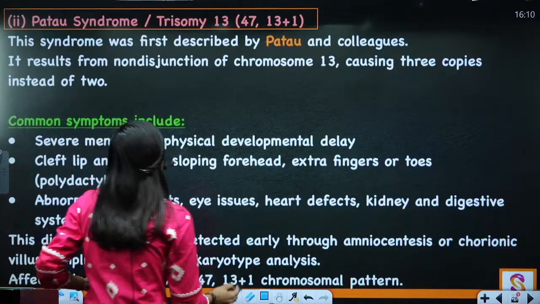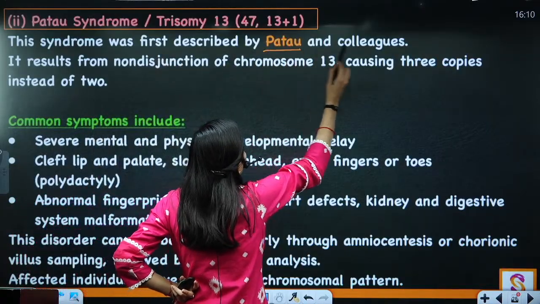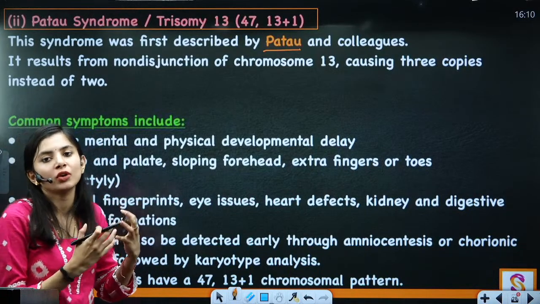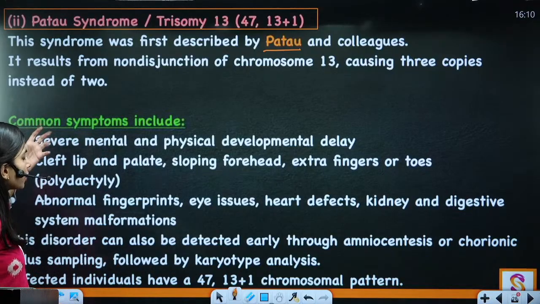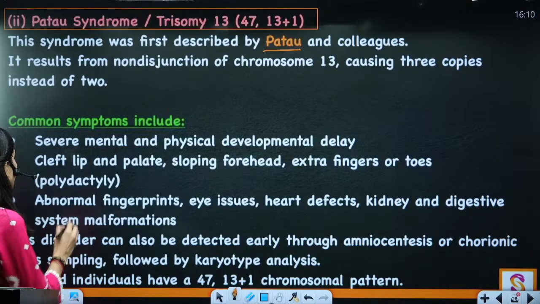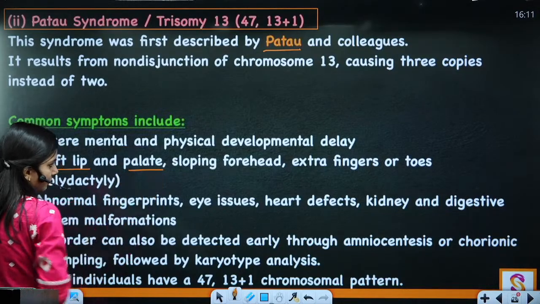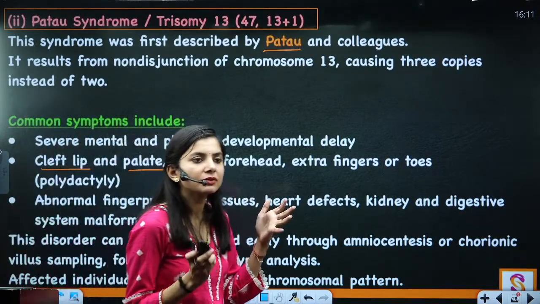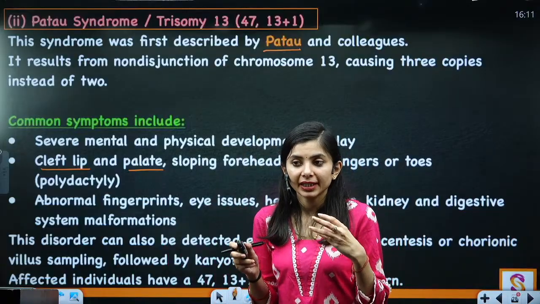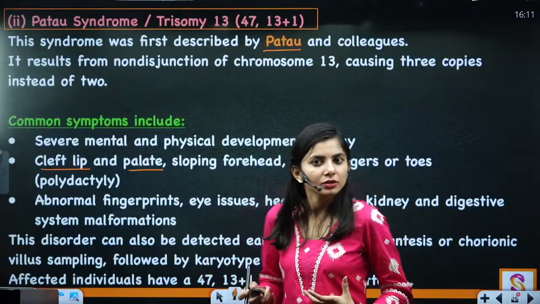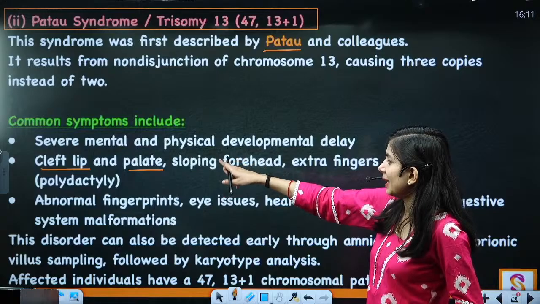So this syndrome is described by Patau. And why would it happen? Because the 13th chromosome has one more addition. Common symptoms: that person is going to have some mental as well as physical developmental delay. That person may have cleft lip and palate. How? Because it's an autosomal aberration, the person would have some sort of inefficiency or lacking of a physical part of the body. So let me show you how that cleft lip and palate would happen.